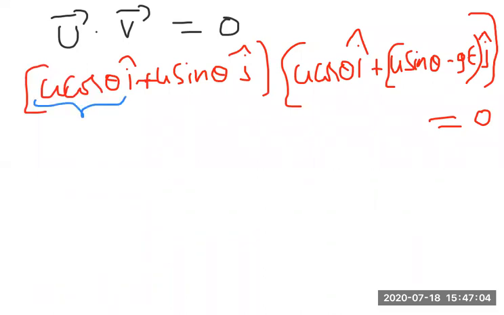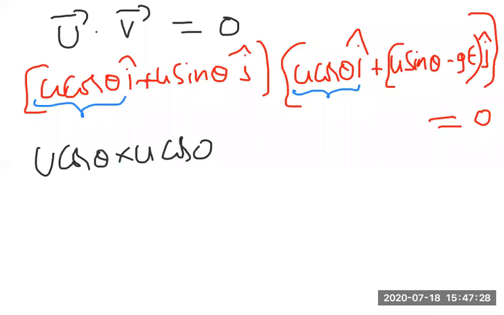So here, i cap dot i cap is 1. So multiply u cos theta into u cos theta. What will I get here? u square cos square theta. Let me write that clearly. First I am taking the i cap components. So u cos theta into u cos theta.